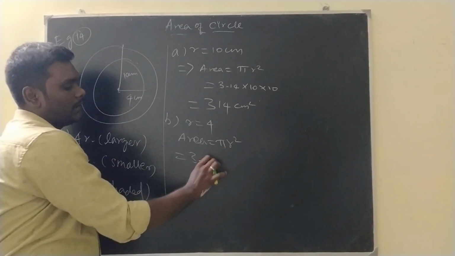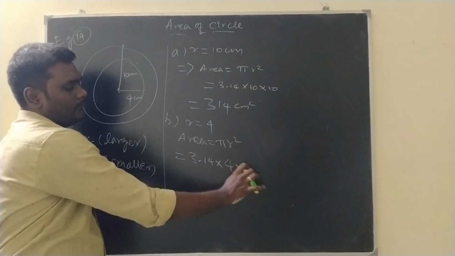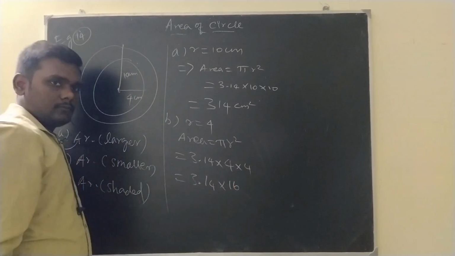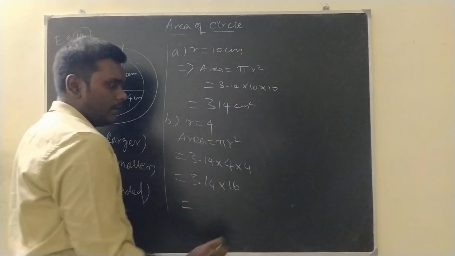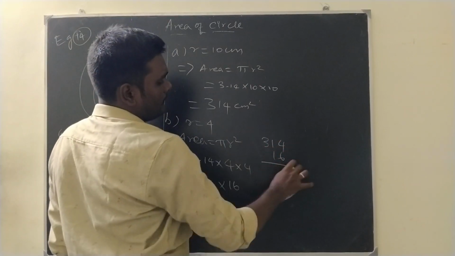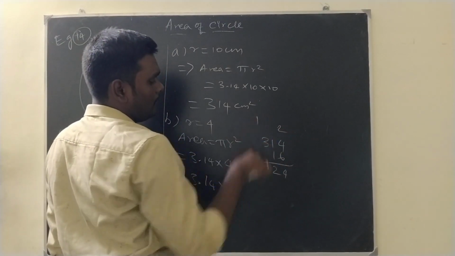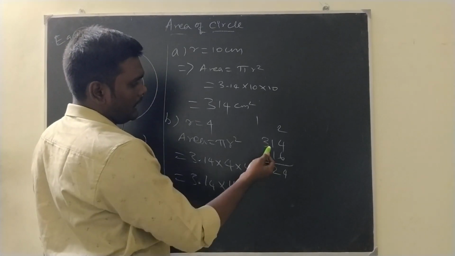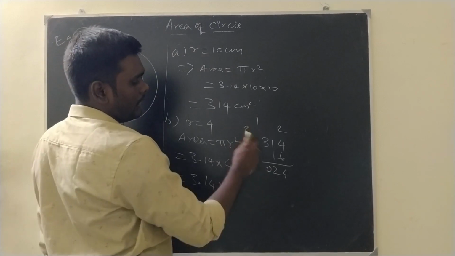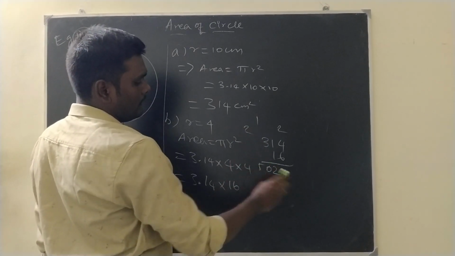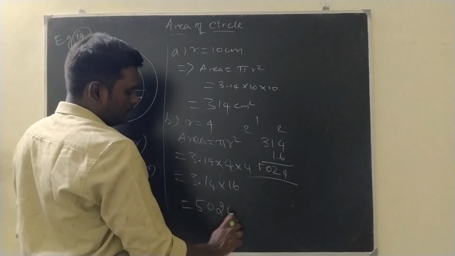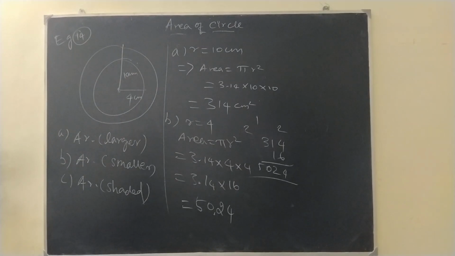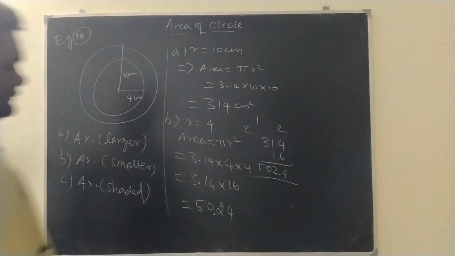pi r square. Pi is 3.14. Radius is 4 into 4. So 3.14 into 16. Multiply 3.14 into 16. 24, 2, 10, 12, 1, 18, 1, 19, 22, 5024. 50.24. Check your answer. Centimeter square.